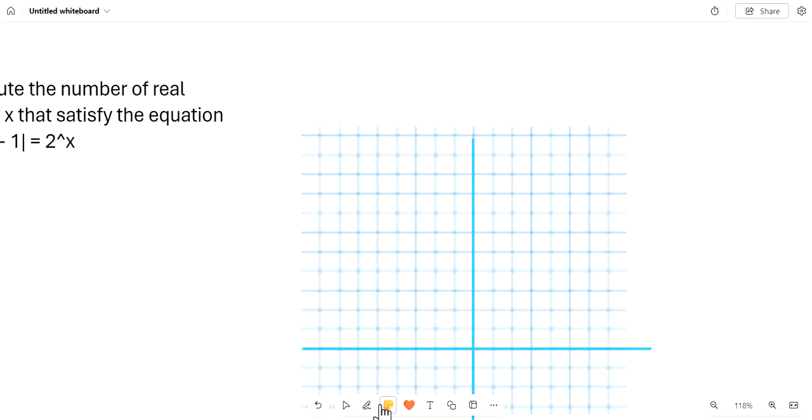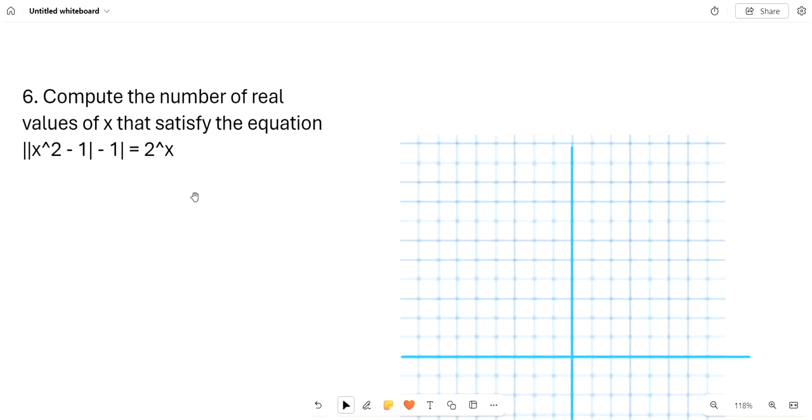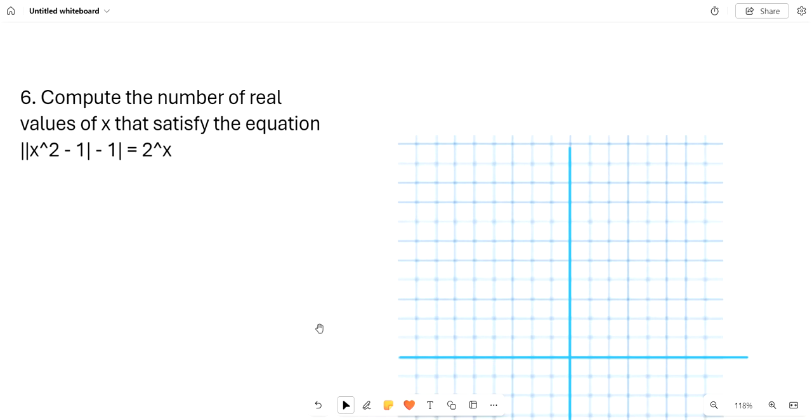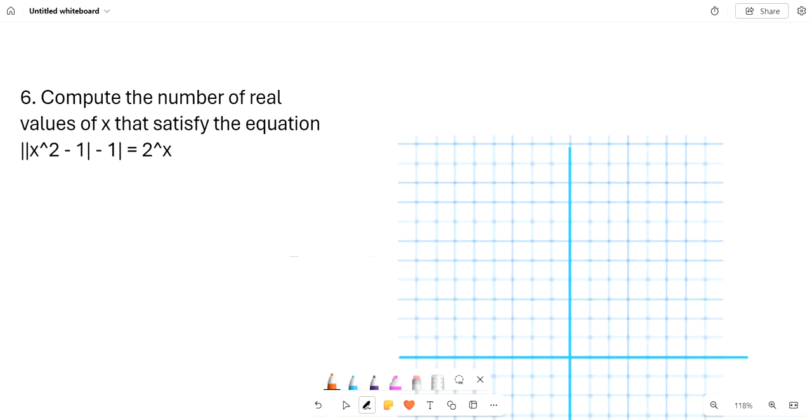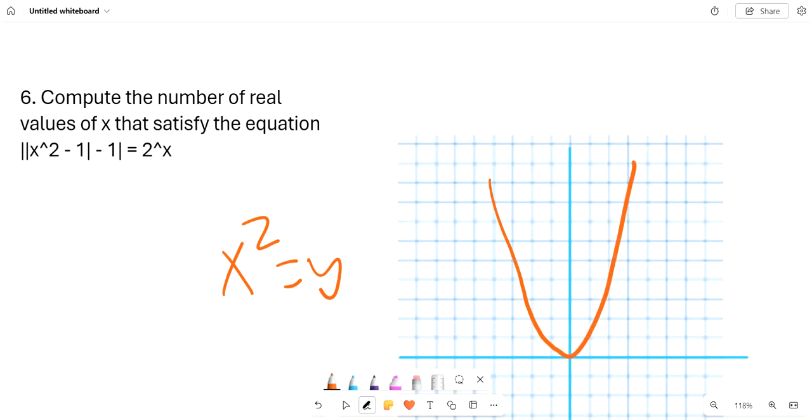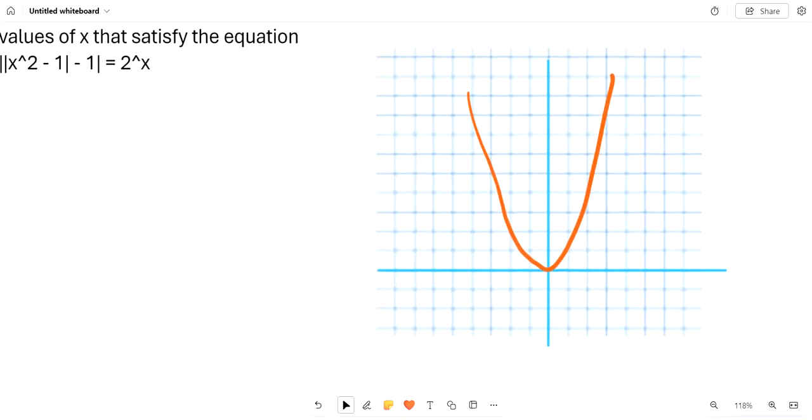So we first try to graph out ||x squared minus 1| minus 1|. So using that we can see that a regular parabola of x squared equals y would just be something like this. After that, moving a downward shift of 1 over here, we just shift everything down by 1.